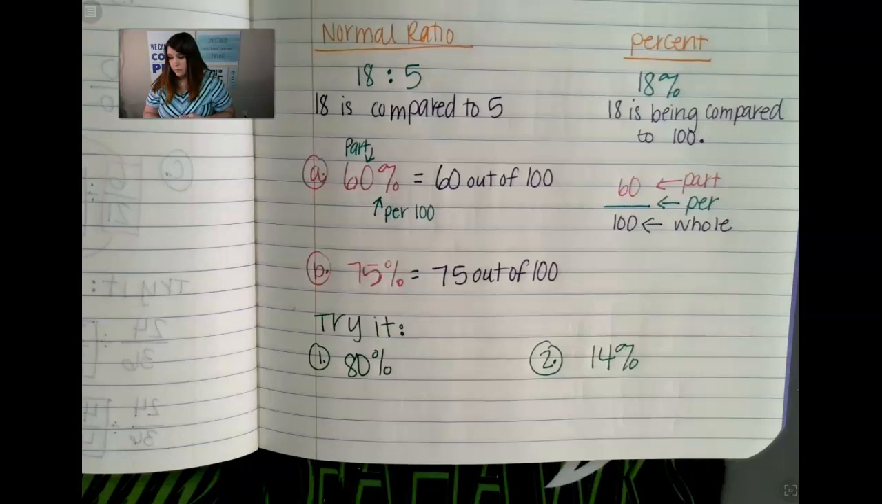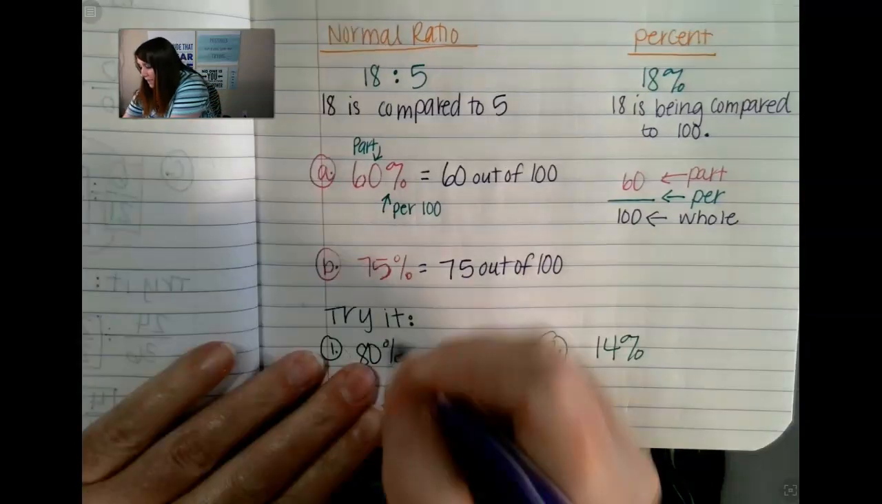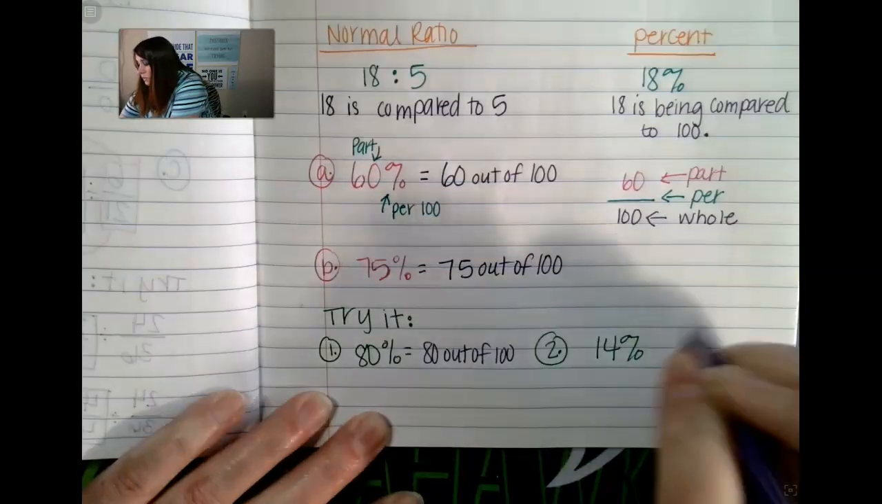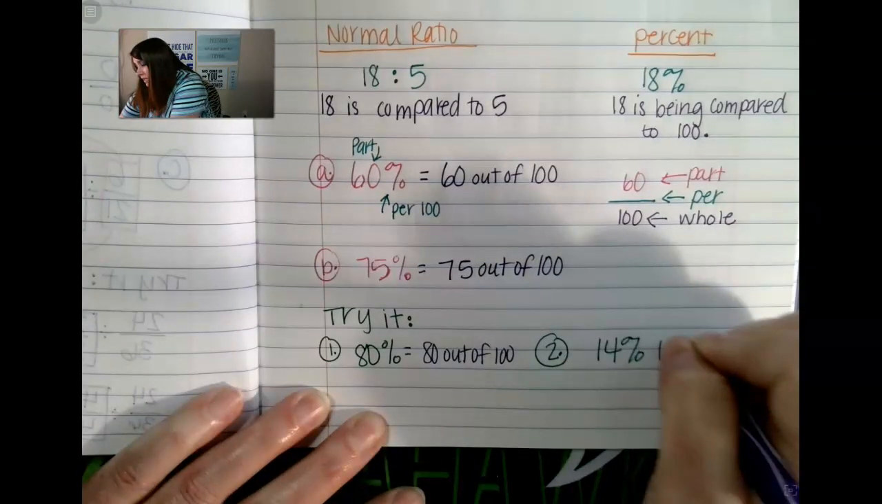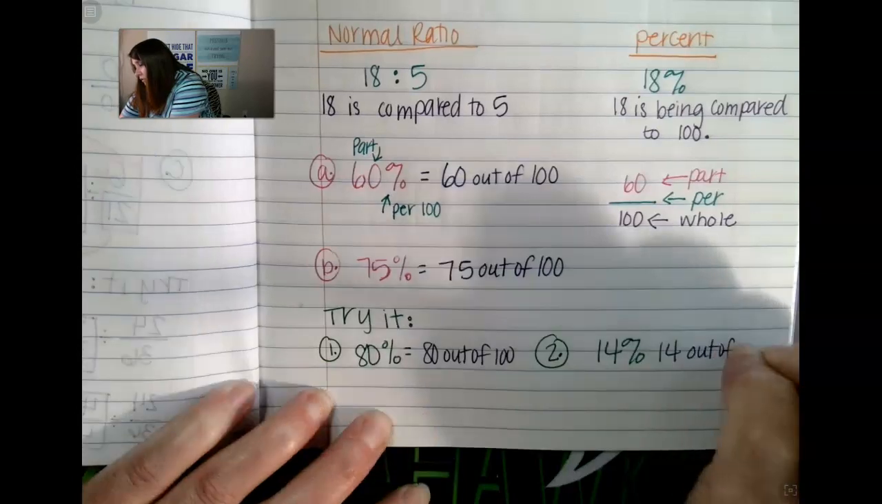All right, so this one means that I have 80 out of 100. This one means that I have 14 out of 100. All right, how did you do on those?